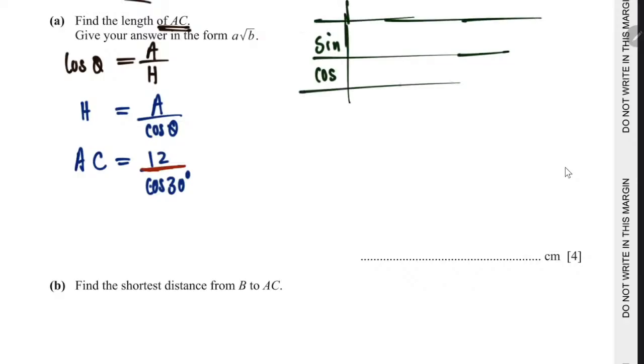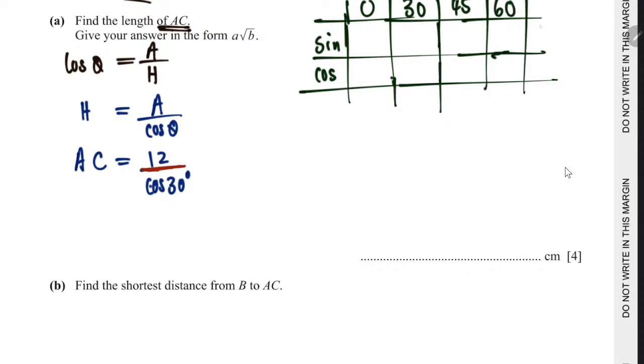So easy. 0, 30, 45, 60, and 90. Everybody, you have to know the sine and the cos today of these angles. They are not the ones you put on a graph. You use them in calculations if they give you a non-calculator paper.